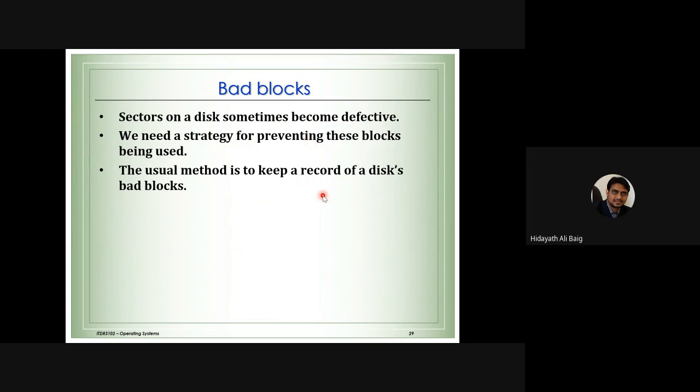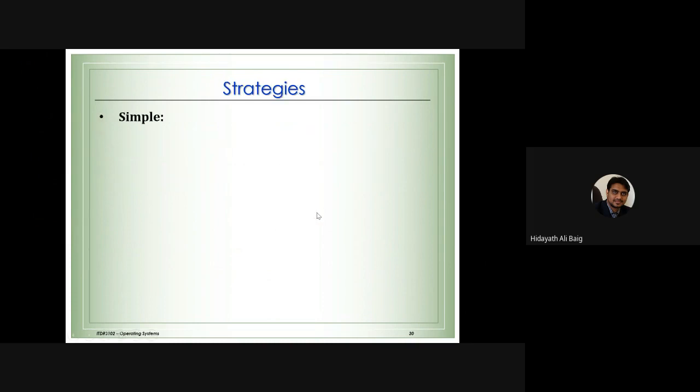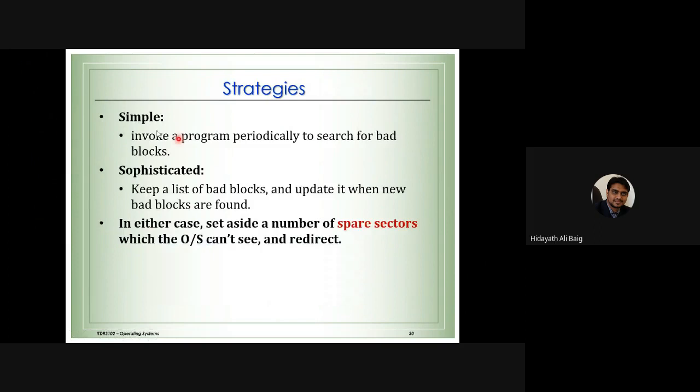So how do we maintain the bad blocks in the hard disk? There are two strategies. One we call the simple strategy. In the simple strategy, we run a program periodically, maybe once a week or once a month, or sometimes it can be set automatically by the operating system, to search for bad blocks in the disk. There is a program called check disk. Check disk is a utility which will check the health of your hard disk. We can run it and it will tell how my hard disk is doing. So we can run some tools or utilities, and with their help we can periodically check and find the bad blocks. That is one strategy, the simple strategy.